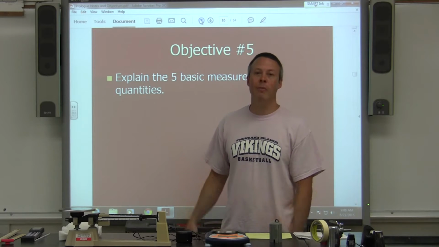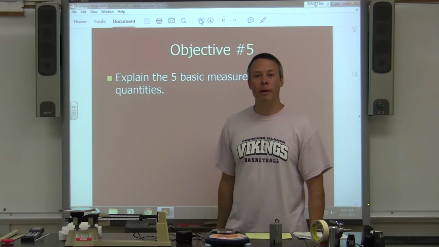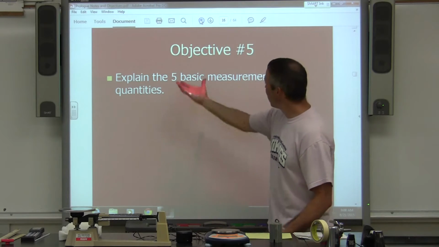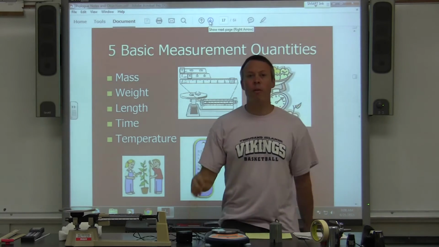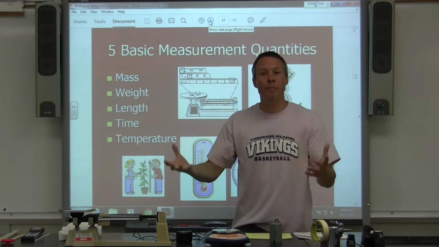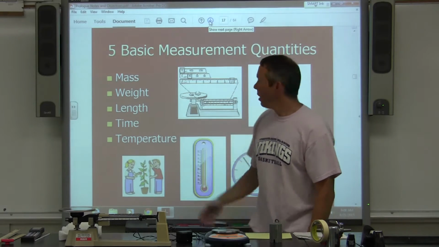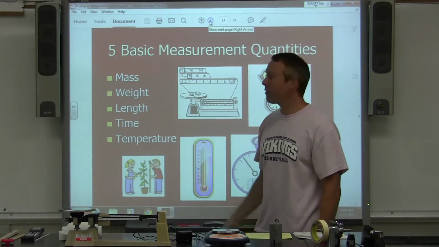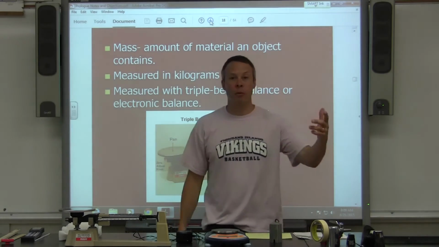Or if you're having a hard time reading something, remember you can go to my webpage and you can find the actual PowerPoint with the notes that go over what are the 5 basic measurement quantities. So, what does it mean to be a basic measurement quantity? Well, you're going to just do one thing. It's simple. It's basic. So you're just going to try one thing and then you get your measurement. The 5 basic measurements are mass, weight, length, time, and temperature. So let's start with the first one, mass.